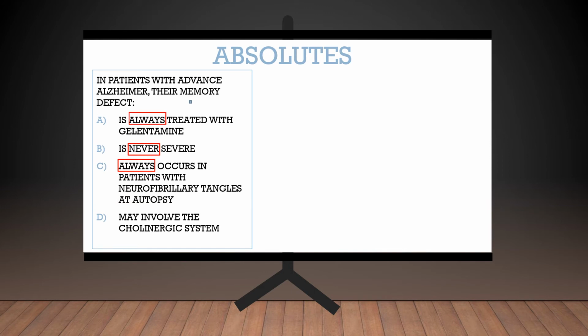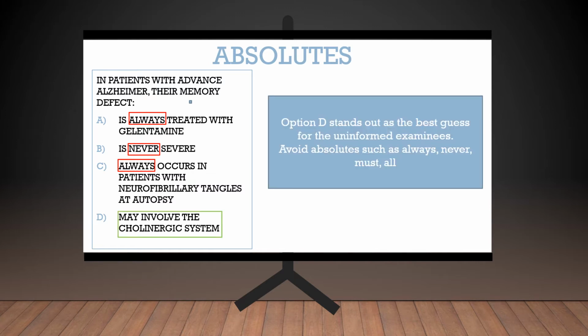Absolutes. You'll notice in this example that absolute terms are used extensively: always, never, and always again, except for option D, which stands out as the best guess for the uninformed examinees. Avoid absolutes such as always, never, must, and all.